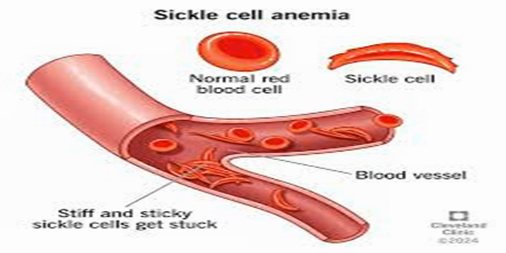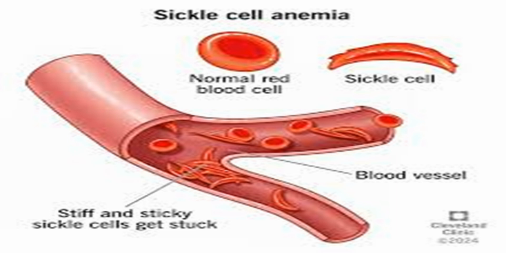Frequent infections: the spleen, which helps fight infections, can become damaged from repeated sickling, leading to increased susceptibility to infections. Delayed growth, in children and adolescents due to chronic anemia and nutrient deficiencies. Vision problems: damage to the blood vessels in the eyes can lead to vision issues. Jaundice, yellowing of the skin and eyes caused by increased breakdown of red blood cells.